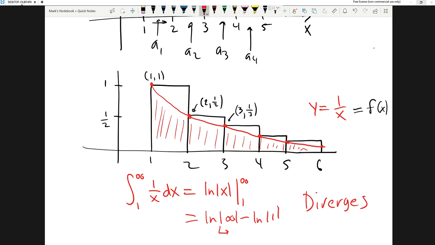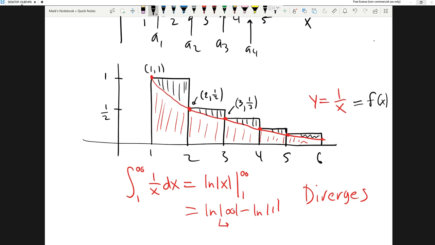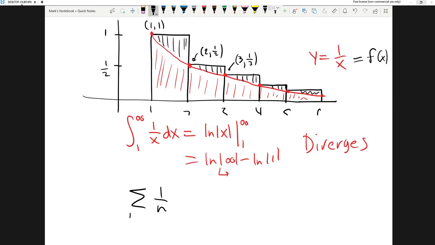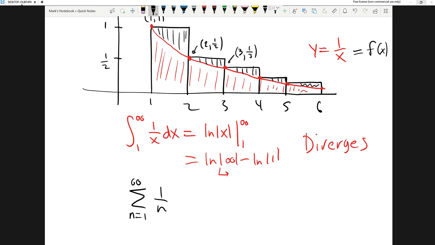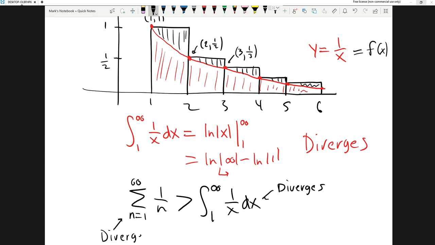And if that is the case, then what do we know about the area under the rectangles? Well, based on our picture, there's all this extra area here. And so the area under the rectangles, which is, recall, the infinite series, the sum of 1/n from n equals 1 to infinity. Well, it's very clear geometrically that that must be greater than the area under the curve. And so since this is divergent, we can conclude that this sum must also diverge.